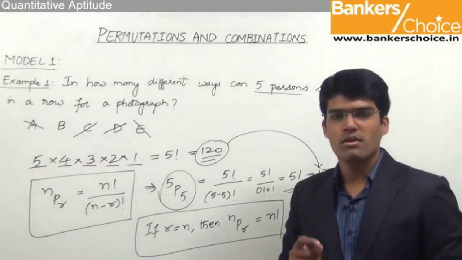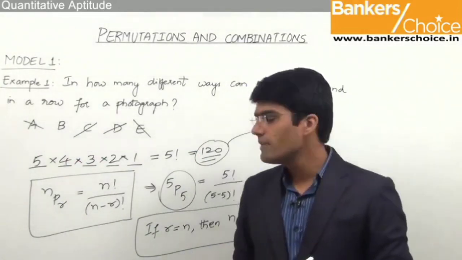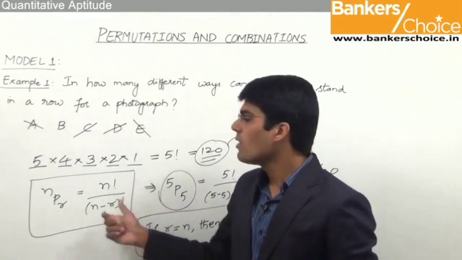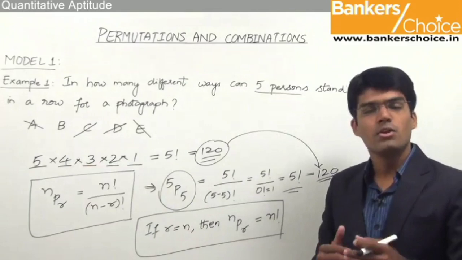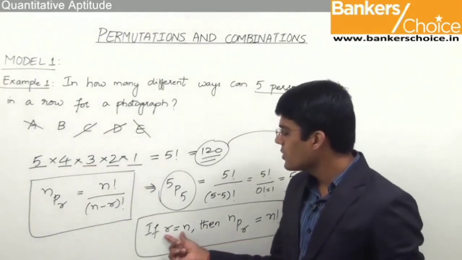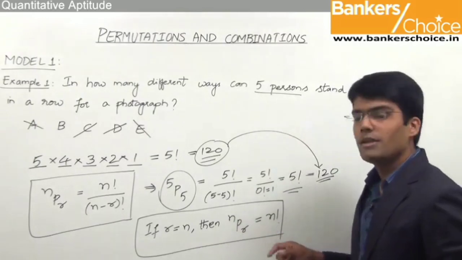So this is how we can solve a very basic question from permutation. Either we can use the formula nPr, that is n factorial by n minus r factorial, or we can use the principle of multiplication to get the required answer. And the important point that we have seen here is if r is equal to n, then nPr will be equal to n factorial.